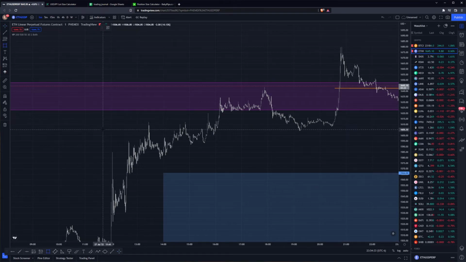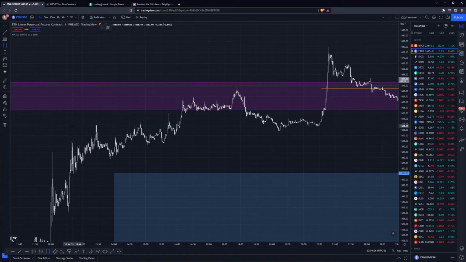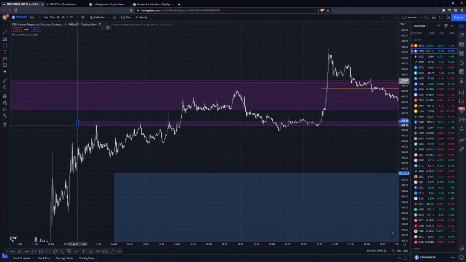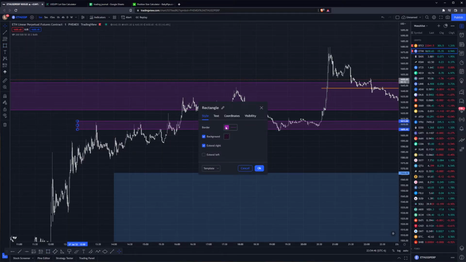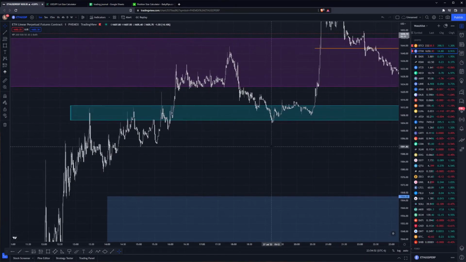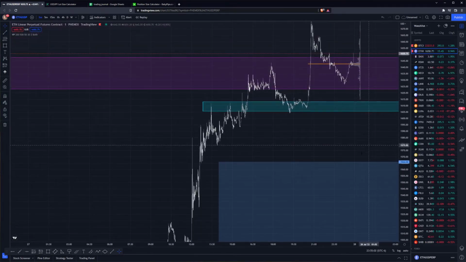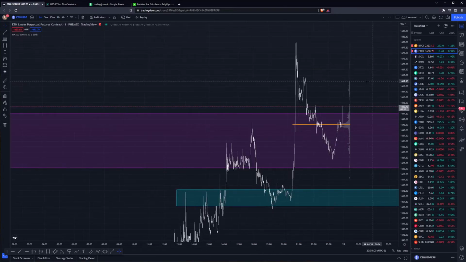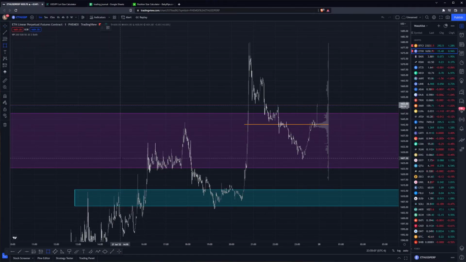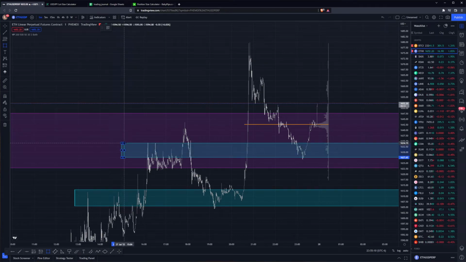even in the pump, you can find a zone here. Something like that. And then I just have a setting for my 1 minute zone. So I broke the resistance zone, came back down, tested it, and popped again. So that's exactly, I do the exact same thing on the 1 minute, and I can just get a higher volume of trades in.